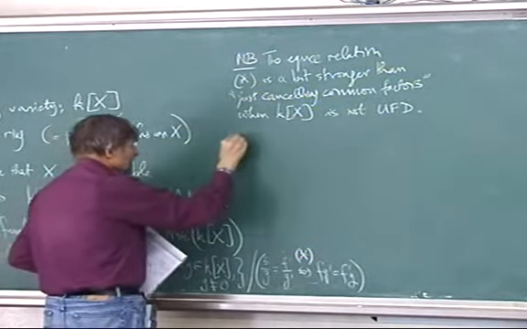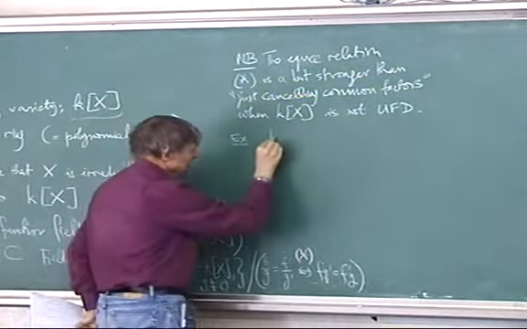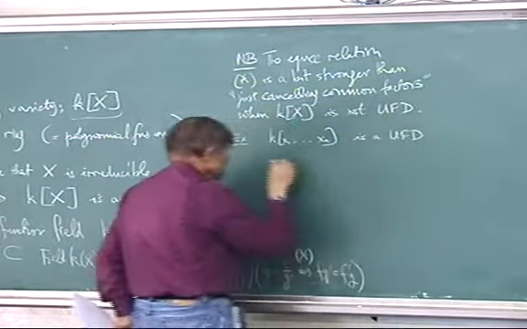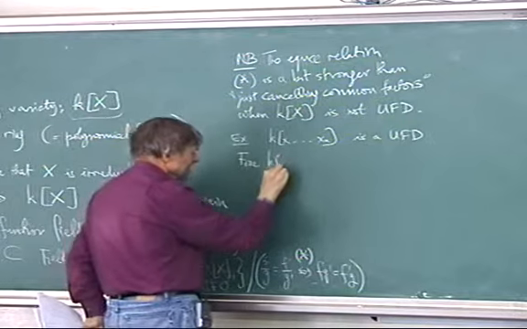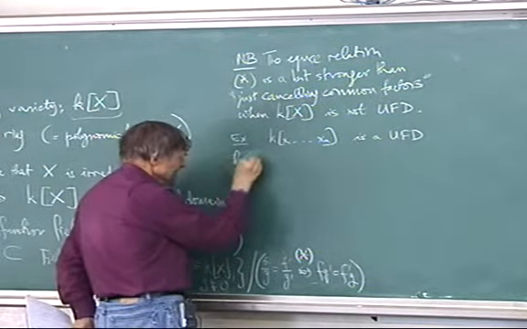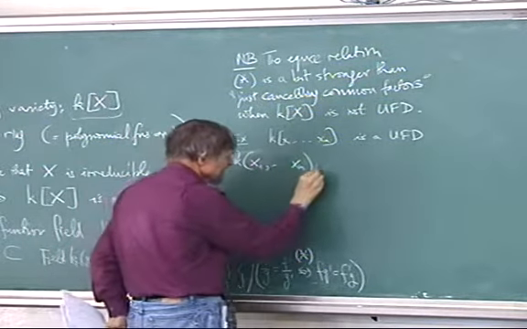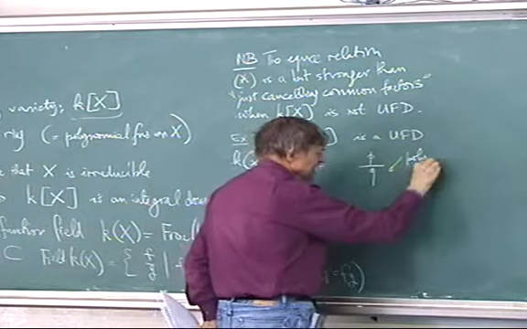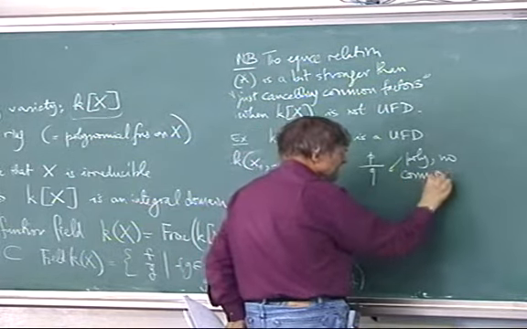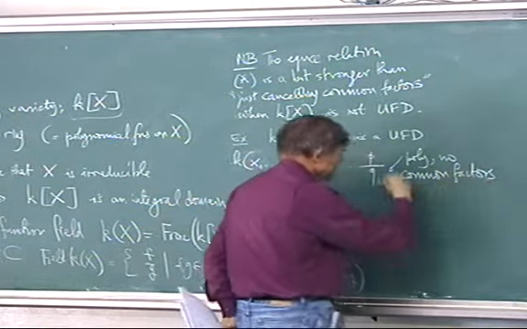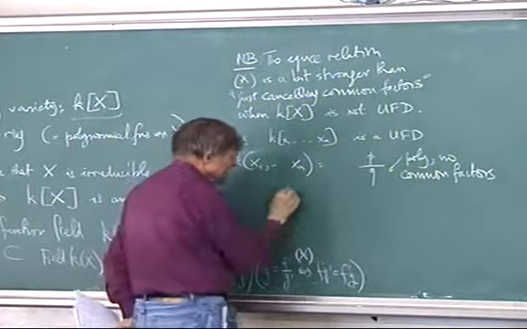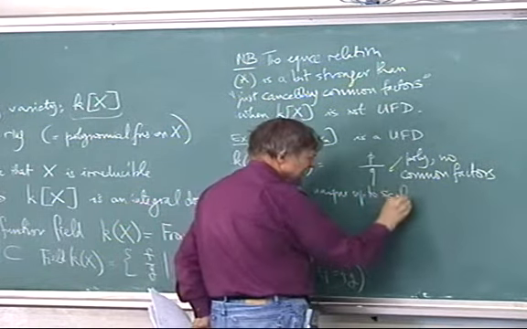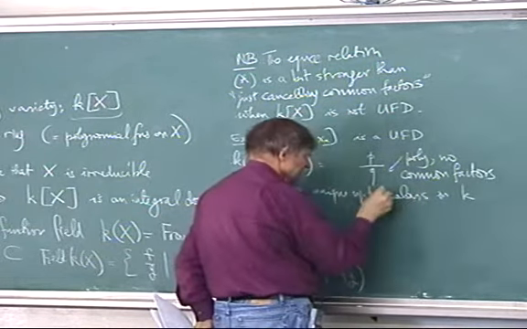Okay, so for example, if I take K of X1 up to Xn, then this is a UFD. And if I do the field of fractions, the rational functions in K of X1 up to Xn, I can write everything as P over Q, where these are polynomials with no common factors. And then up to non-zero scalar multiples in K, the P and Q are essentially unique.